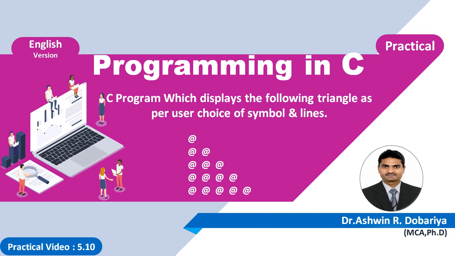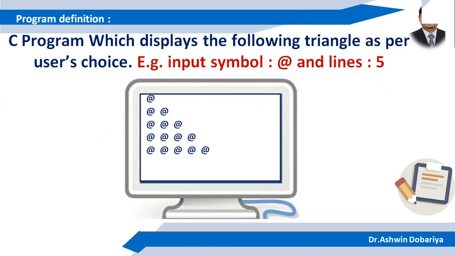In this video we will discuss a left aligned triangle, but in that we will display a symbol. We will discuss the general program. General program means as per the user choice how many lines you want to display and which character triangle you want to display. This kind of code we will discuss in this video. So let's start the journey of this triangle programs.